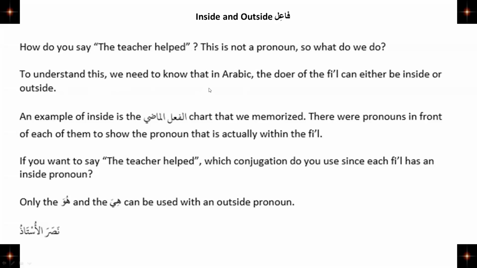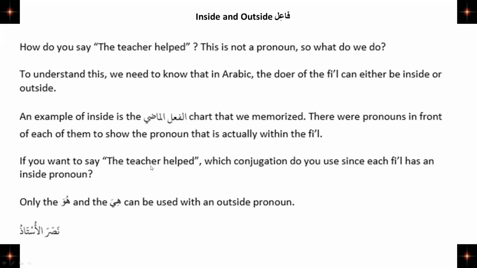So to understand this, we need to know that in Arabic, the dua of a fi'l can either be inside or outside. An example of an inside dua is fi'l madi. So when we say darasa, he studied, the dua is inside. In that case, the dua is not outside. So there were pronouns in front of each of them, the ones that we learned, the pronoun that is actually within the fi'l. So we say huwa darasa, huma darasa, hum darasu, or huwa nasara, huma nasara, hum nasaru.